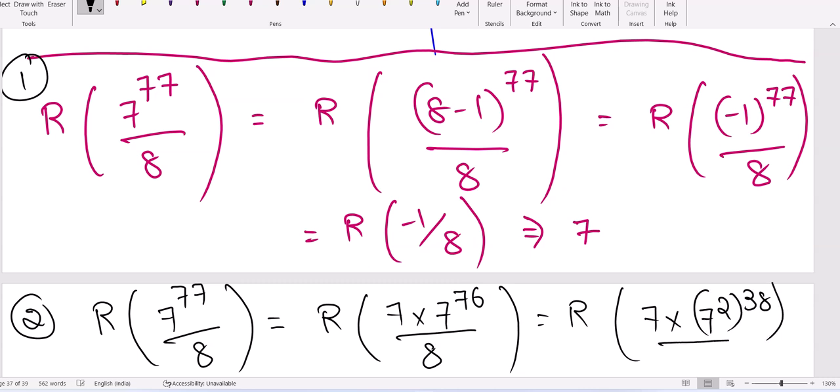Anything mistake so far? What is 7 square? Divide by 8. Remainder 1. 1 power 38. 7 into 1. 7 divided by 8. Remainder. Same answer. Whether you apply negative or positive, you will get same answer. But here, sir, what I have to perform, 7 square or 7 cube or 7 power 4, that you need to think in your mind for a while.